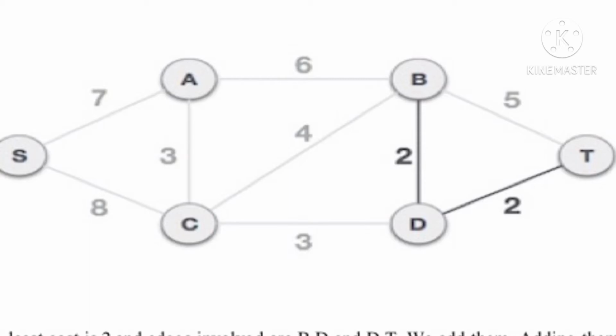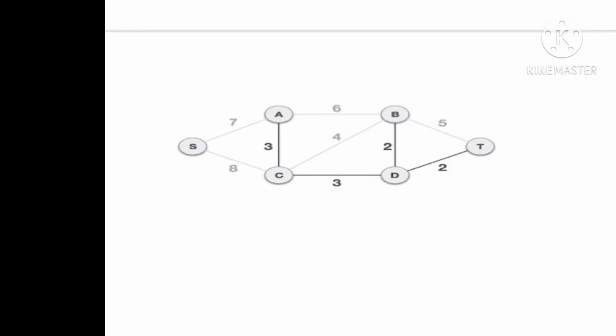The least cost is 2 and the edges involved are BD and DT. We add them. Adding them does not violate spanning tree properties, so we continue to our next edge selection. Next cost is 3 and the associated edges are AC and CD. We add them again.